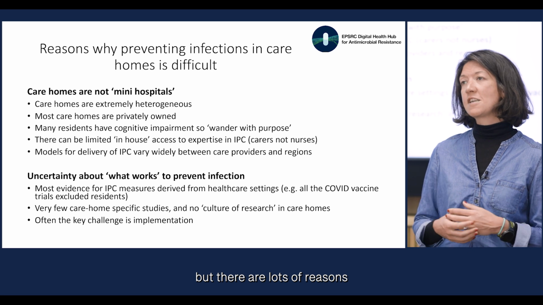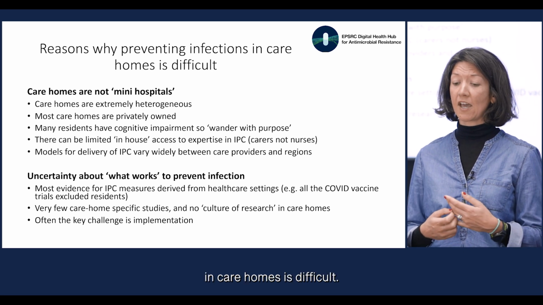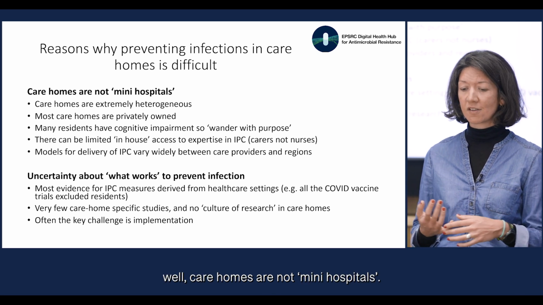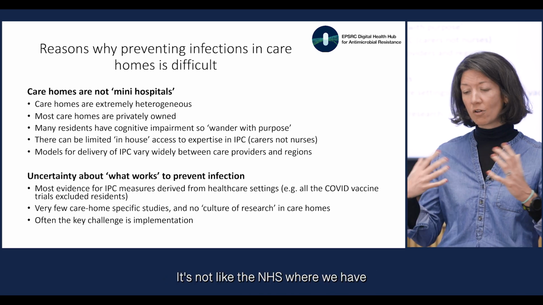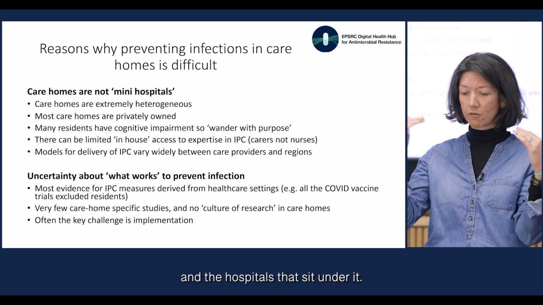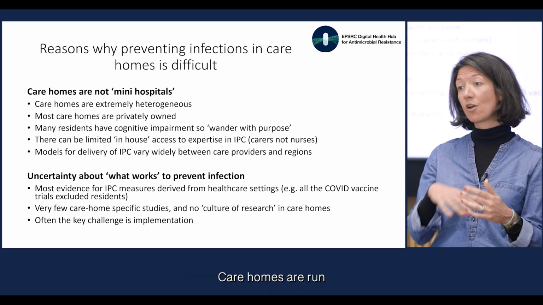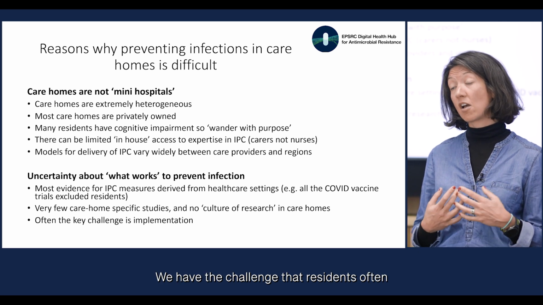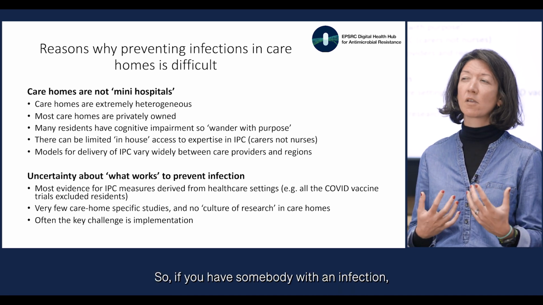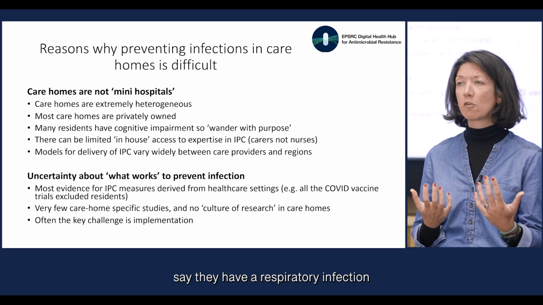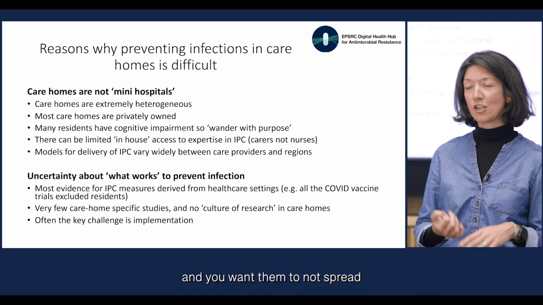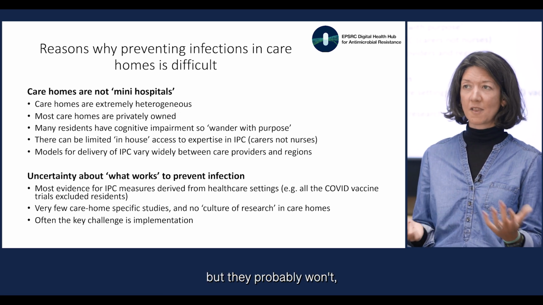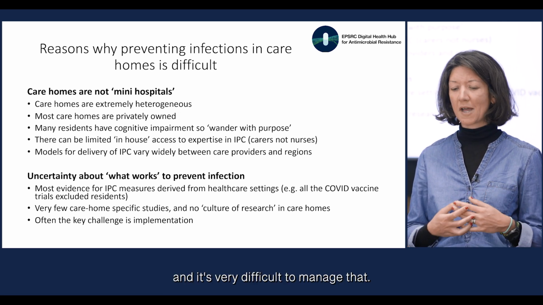But there are lots of reasons why trying to prevent infections in care homes is difficult. First up, care homes are not mini hospitals. They're very heterogeneous. It's not like the NHS, where we have the NHS umbrella and the hospitals that sit under it. Care homes are run by different private companies. We have the challenge that residents often have cognitive impairment. So if you have somebody with a respiratory infection or you have a flu outbreak and you want them to not spread the infection, you can ask them to stay in their room, but they probably won't, and it's very difficult to manage that.